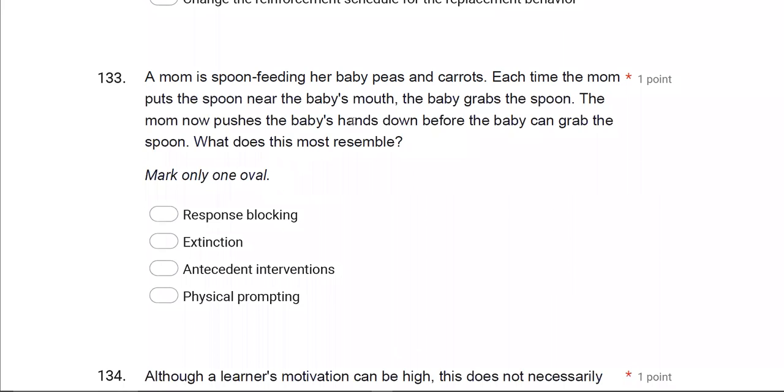133, a mom is spoon feeding her baby peas and carrots. Each time the mom puts the spoon near the baby's mouth, the baby grabs the spoon. Mom now pushes the baby's hands down before the baby can grab the spoon. What does this most resemble?